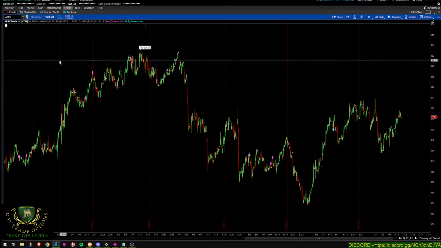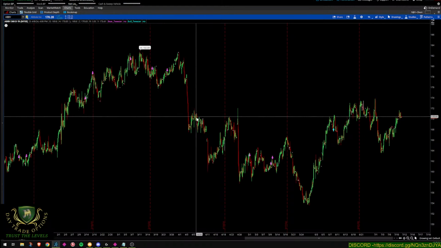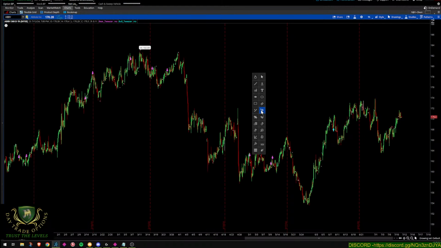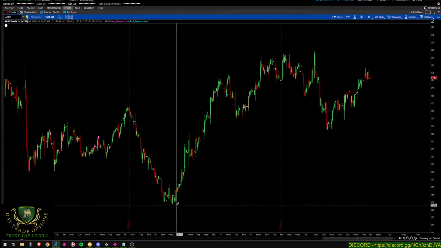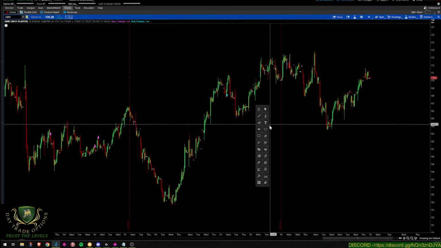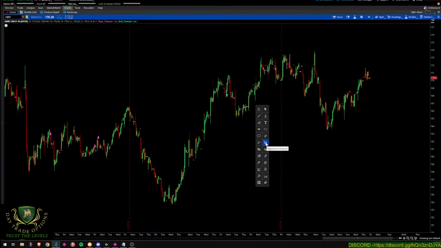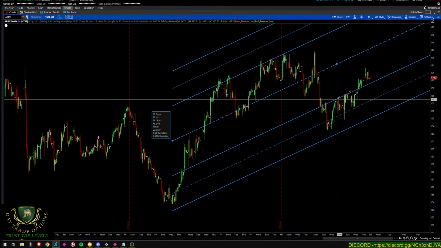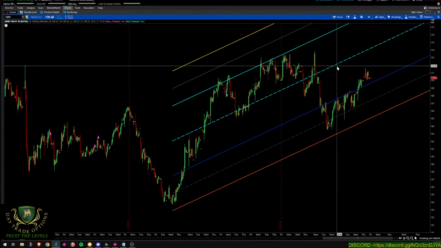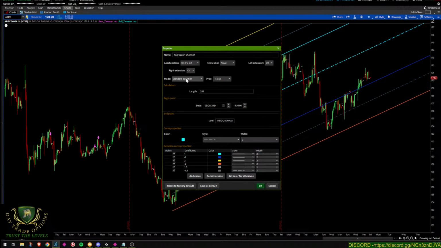So this is Brave Incorporated. Don't really trade it, not sure why I have it in my list, but anyhow, here we go. This is what I do. First, I want to show you I use the linear regression channel. I'm just going to draw one real quick. This doesn't really matter, I'm going to edit it. These are the settings.